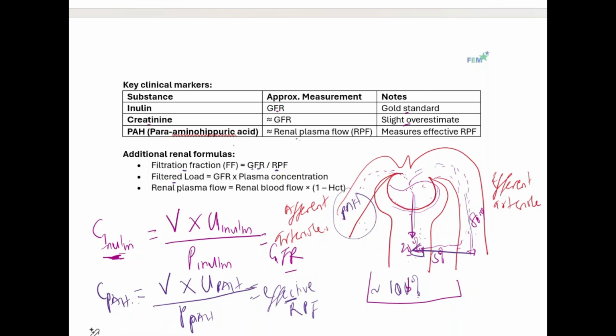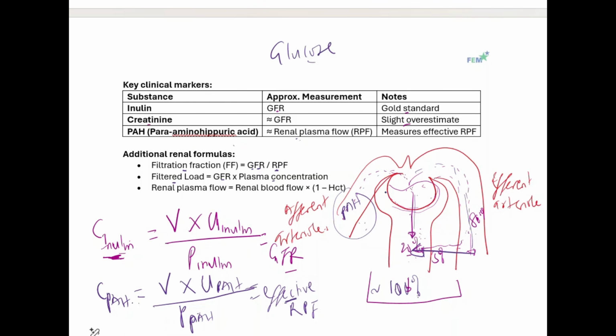And then the next one is filtered load. What's the formula that we use for filtered load? It is the GFR multiplied by your plasma concentration. So if you increase the plasma concentration of that substance, that will increase your filtered load. If you increase the GFR, that will also increase your filtered load. A classic example is the case of glucose.